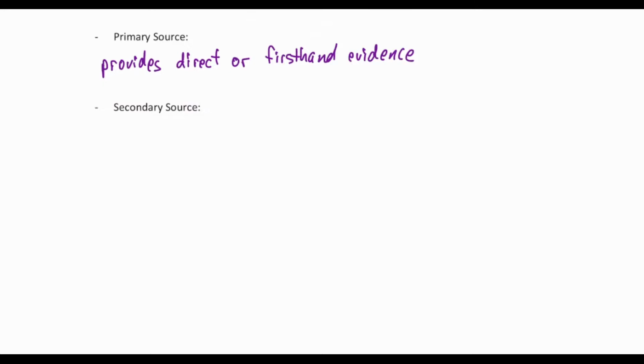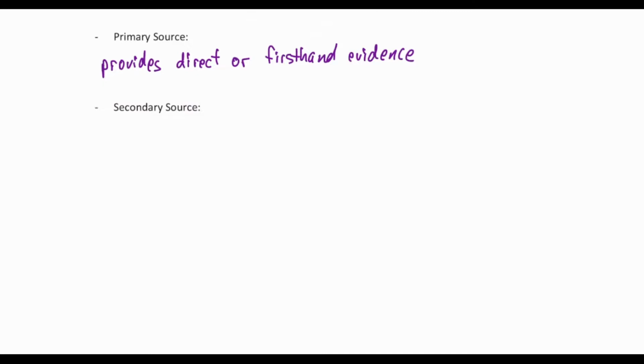So first-hand means like it's only been in one hand. It's been picked directly by you. You've gone to the field and you've picked those strawberries yourself, or you've gone out and you've asked the public these questions yourself, or you've made these scientific measurements yourself.